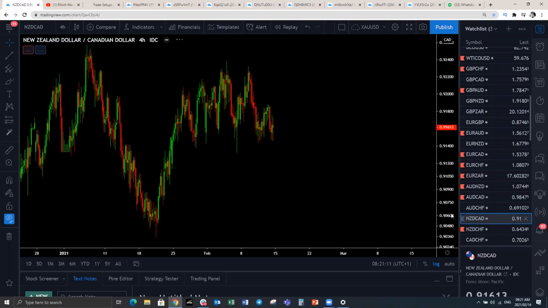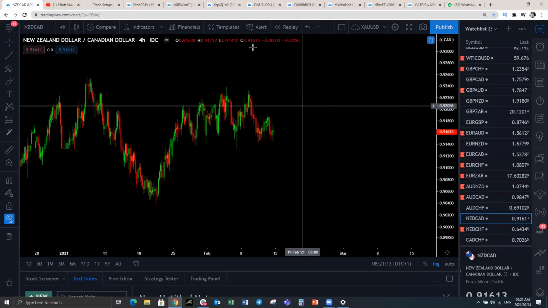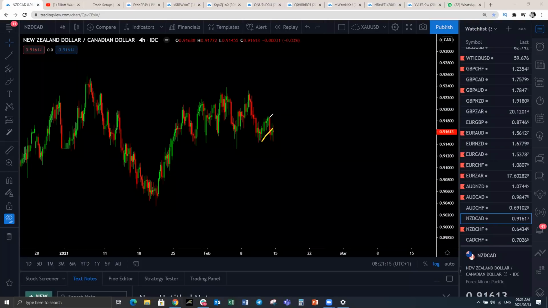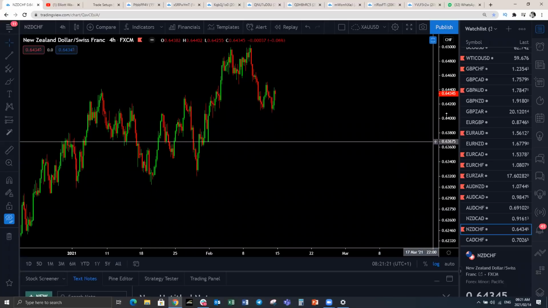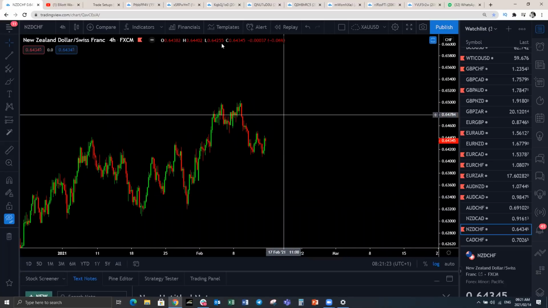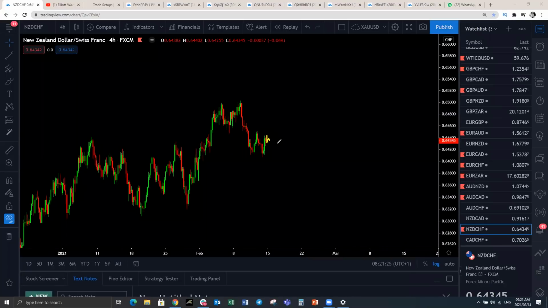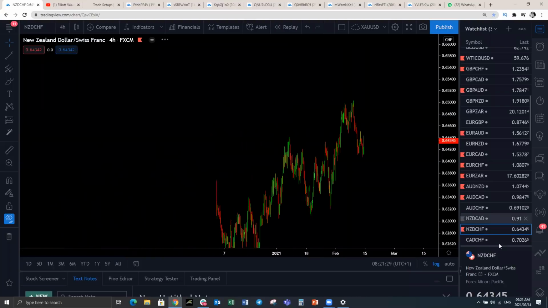New Zealand CAD, strengthen the New Zealand for the short term. So we could be looking for this one to be coming down here and then upside. New Zealand CHF, again, we'll be expecting this one to continue to the upside. Okay, you can look at the detailed structures from last week's webinar.